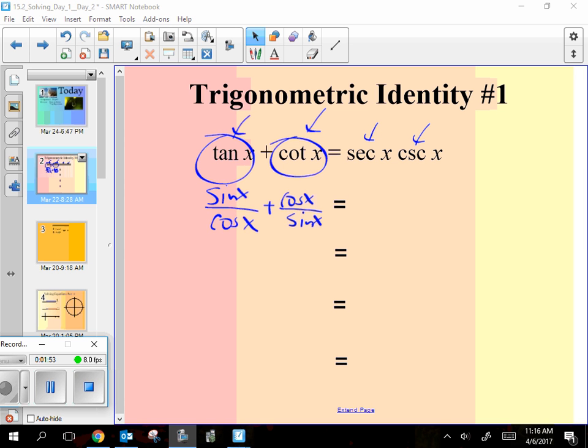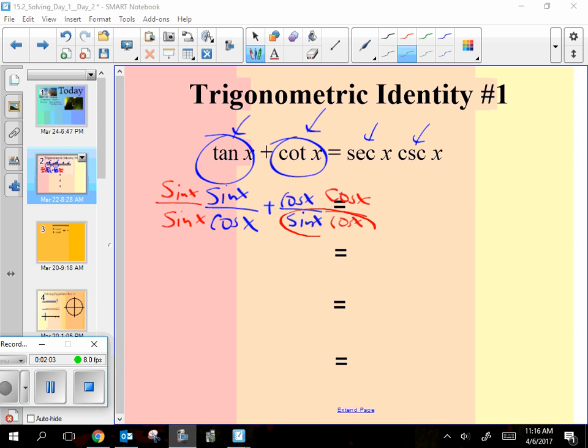Okay, so next step is multiply by sine here and by cosine over here. Why did I just do that? Because now if you look at the denominators, they're identical. And they have a common denominator. So now I can actually add the tops, which are sine squared plus cosine squared.